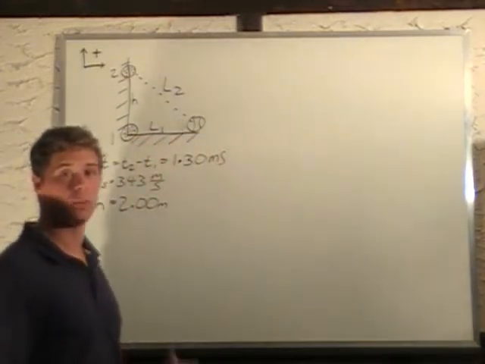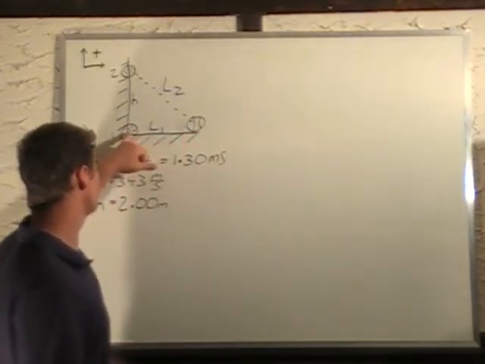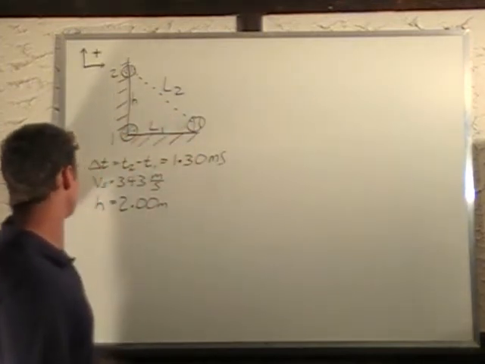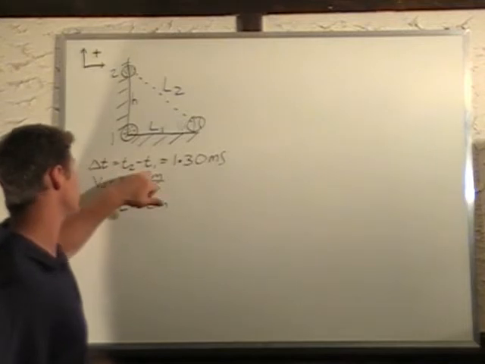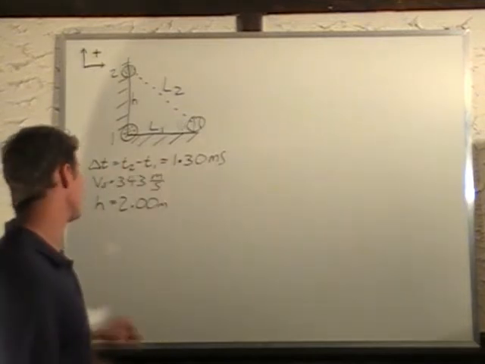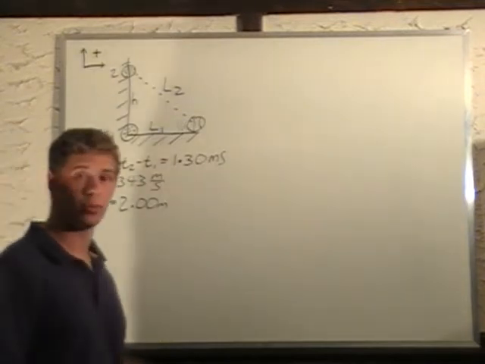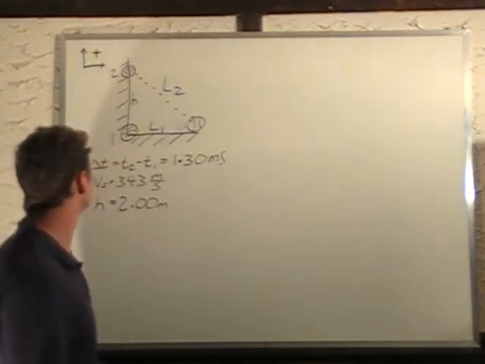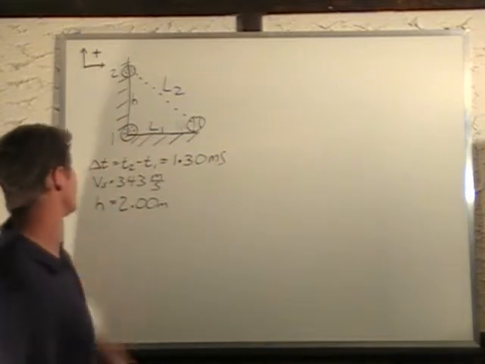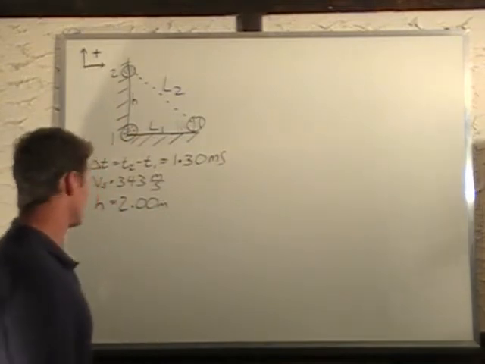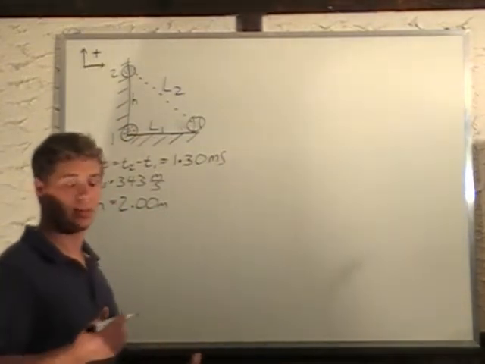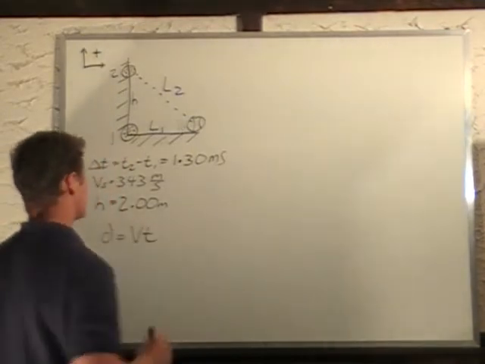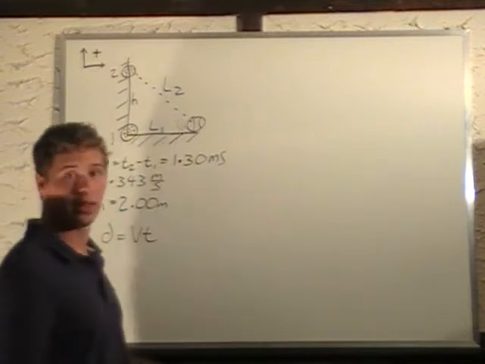Now we're asked to find what the lengths are, L1 to the first microphone and L2 to the second microphone. We know that delta T, T2 minus T1, the time difference, is 1.30 milliseconds. The velocity of sound is 343 meters per second, and the height of that second microphone is 2.00 meters. To start off, we know that distance equals velocity times time, so d equals vt. And our d in this case are the lengths.